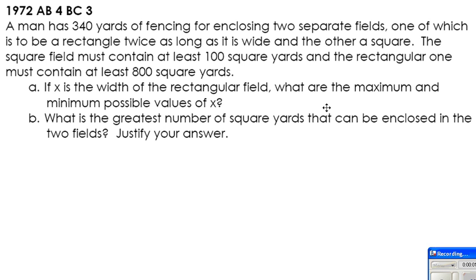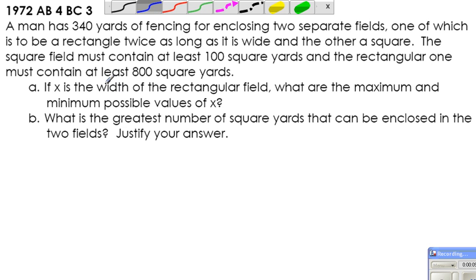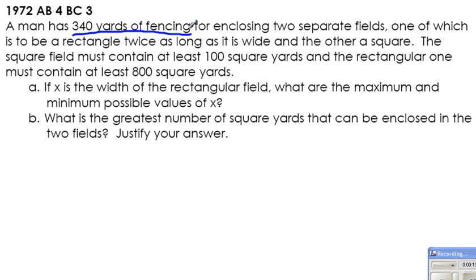Hello class, this is 1972 AB number 4. It says a man has 340 yards of fencing. This basically means the total length for the entire project would have been 340, including two separate fields, one to be the rectangle twice as long as it is wide.